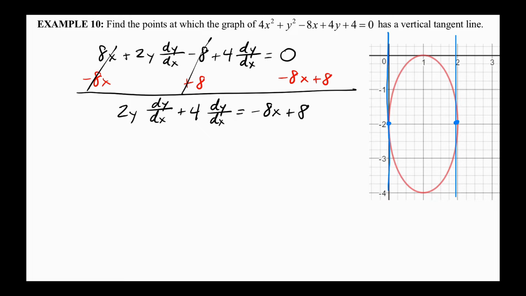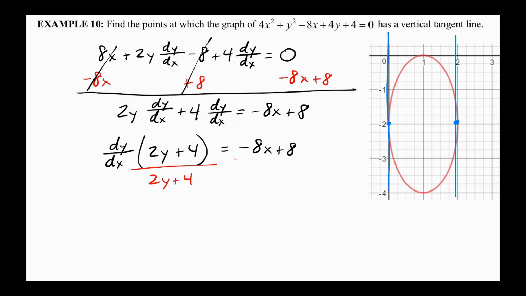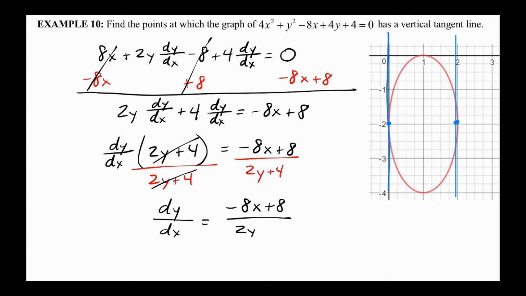Factor out a dy/dx. Two y plus 4. And then last step, divide by 2y plus 4. And we get the derivative is negative 8x plus 8 over 2y plus 4. Okay, that's the derivative, right?